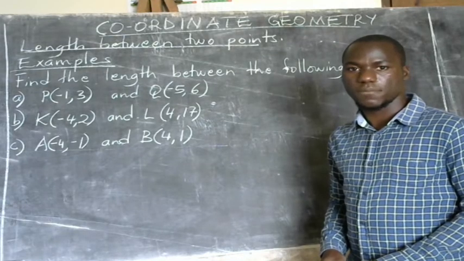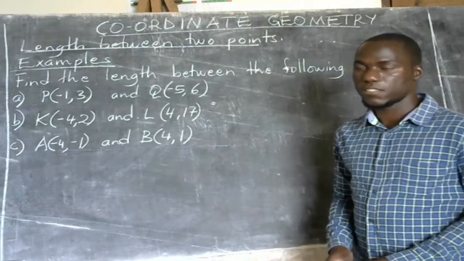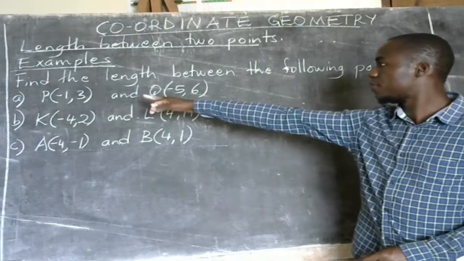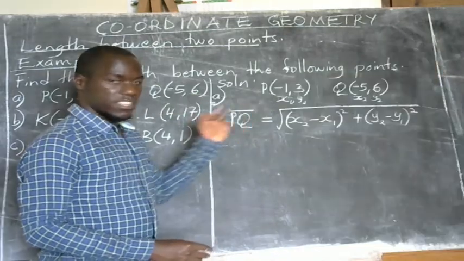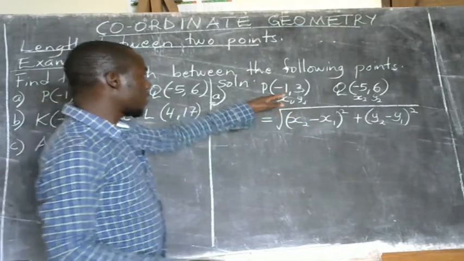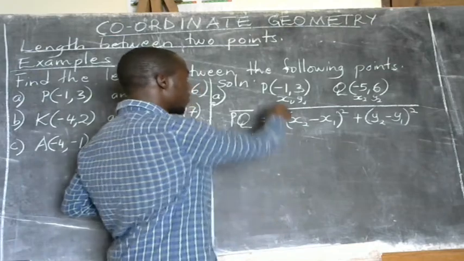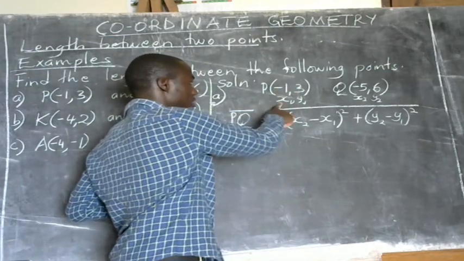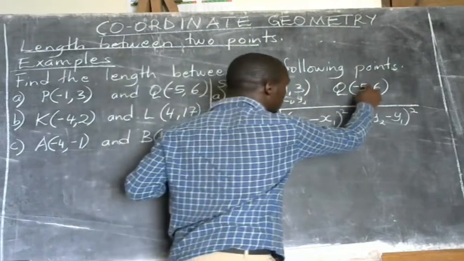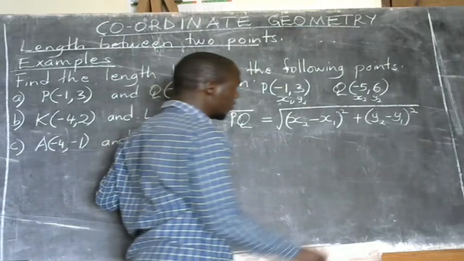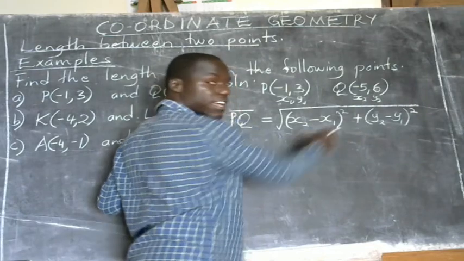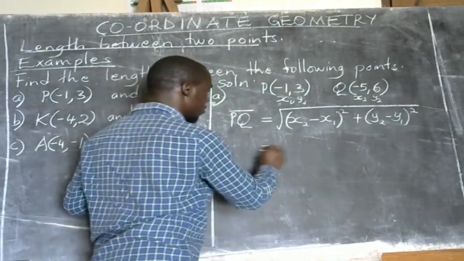Our example: find the length between the following points. Part A, P and Q. The length PQ is given by that. Now I come here, I nickname my points: for point P, the negative 1 is my x1, then the 3 is my y1, the negative 5 is my x2, and the 6 is the y2. Then I come down here and I substitute them.